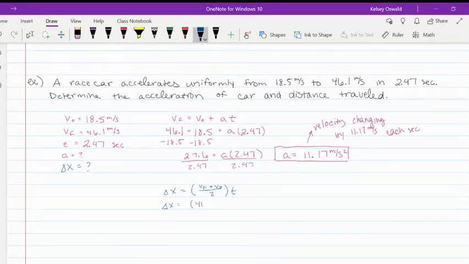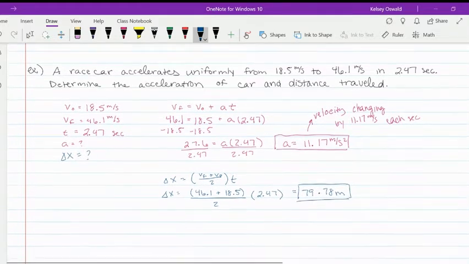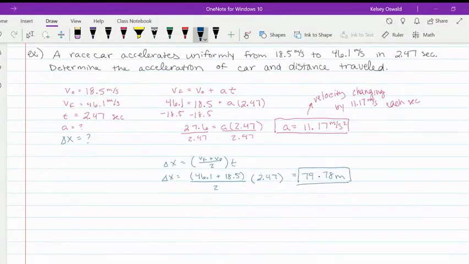I know my final velocity is 46.1. My initial velocity is 18.5. Divide that by 2, and then multiply by my time of 2.47. When I do this, I should find that my car travels a distance of 79.78 meters. So again, we look and see what variables we know, and what equation contains each of those variables will tell us how we will want to solve this.